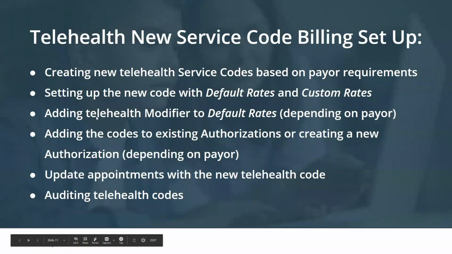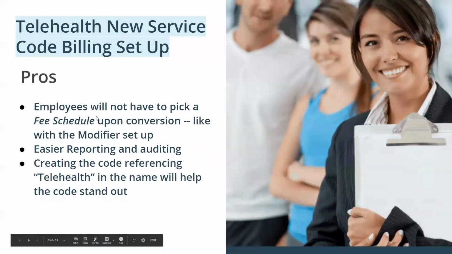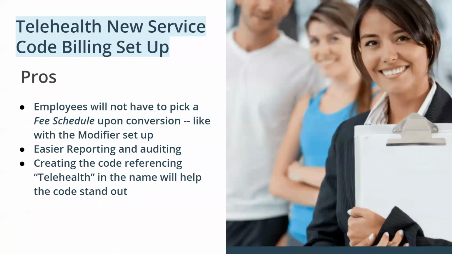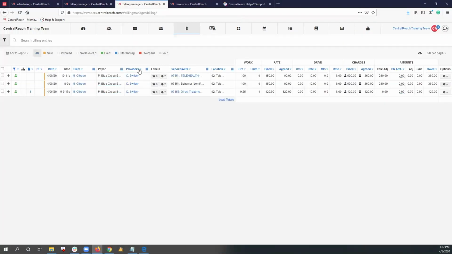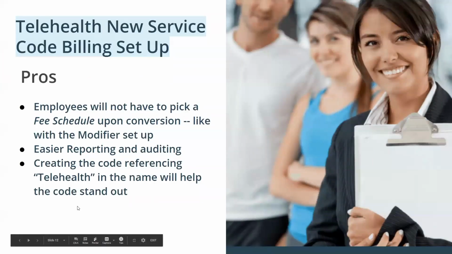So let's go ahead and go through the pros for this one as well. The pros here are that employees will not have to pick a fee schedule upon conversion like we did with the modifier setup. Easier reporting. Again, we had the telehealth in the name, so it was a little bit easier to see when we're going through our billing cycle here. All right, and creating the code referencing telehealth in the name will help the code stand out. Remember, when we were scheduling, we saw the option to have telehealth. It was in big letters, so it was easy for any schedulers, or if your RVTs are scheduling their own, they'll be able to see that telehealth name while they're creating those appointments.